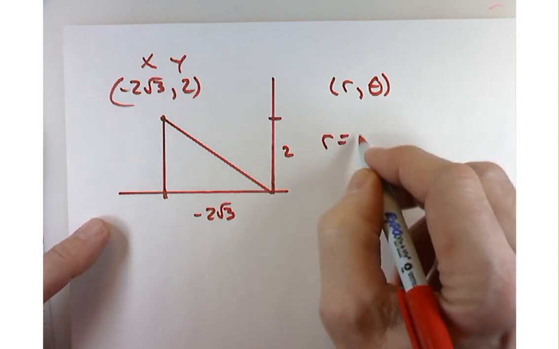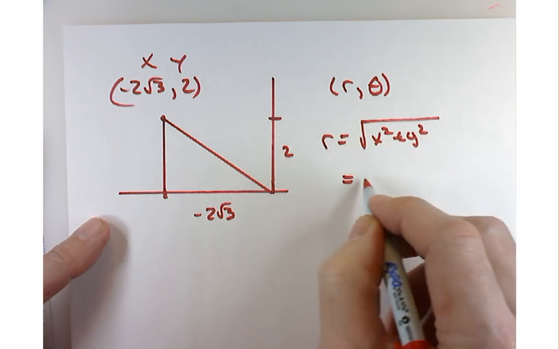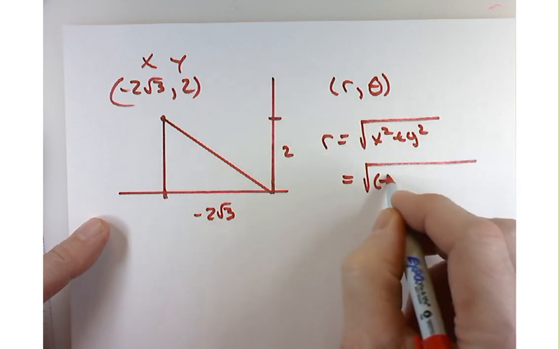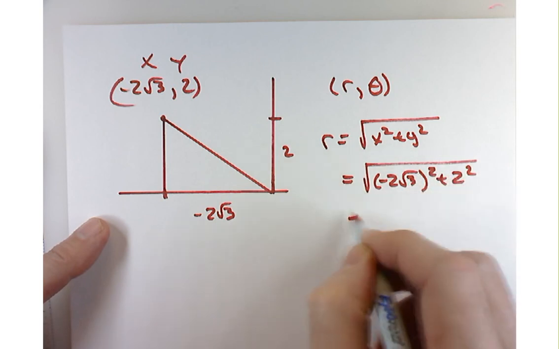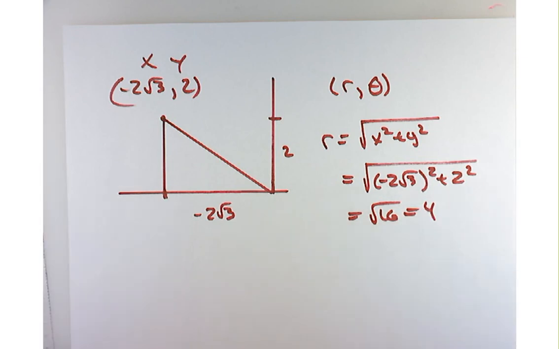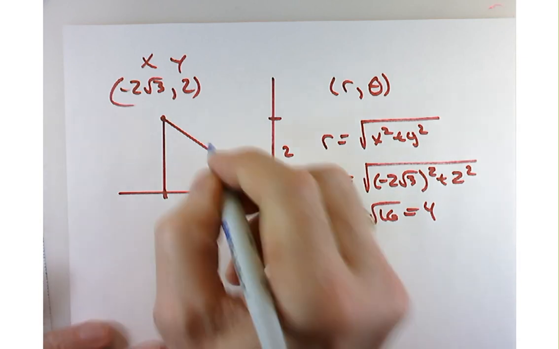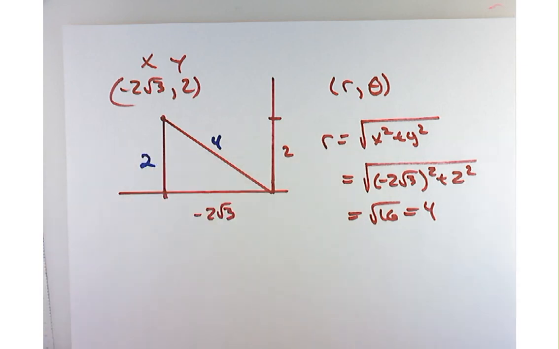R is going to be the square root of x squared plus y squared, which is the square root of negative 2 square roots of 3 squared plus 2 squared. And amazingly, that works out to be 4. So that's cool. All right, so let's put a 4 here. That would also be a 2.